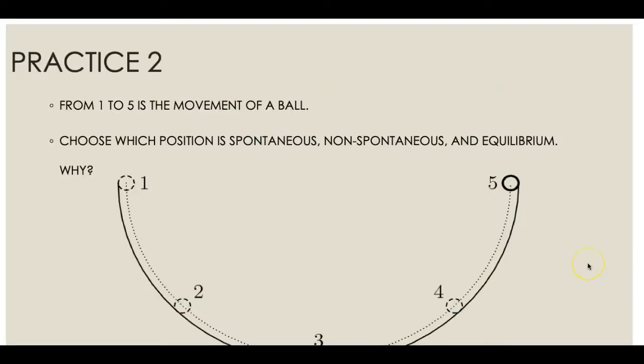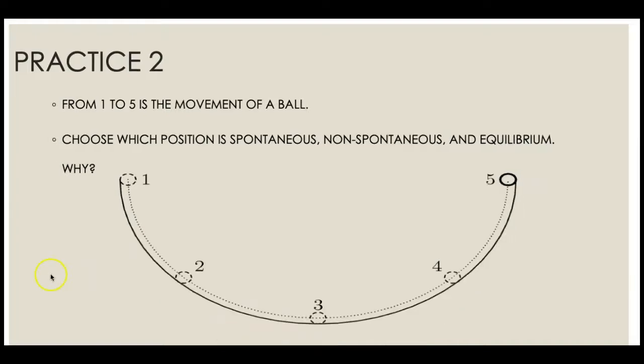Okay, so let's do a little bit of practice here. Maybe it's a little cut down here, but it's the location of a ball. I've reduced the size of the figure here. From 1 to 5 is the movement of the ball. The ball will start at number 1. So choose which position is spontaneous, non-spontaneous, and at equilibrium, and why.